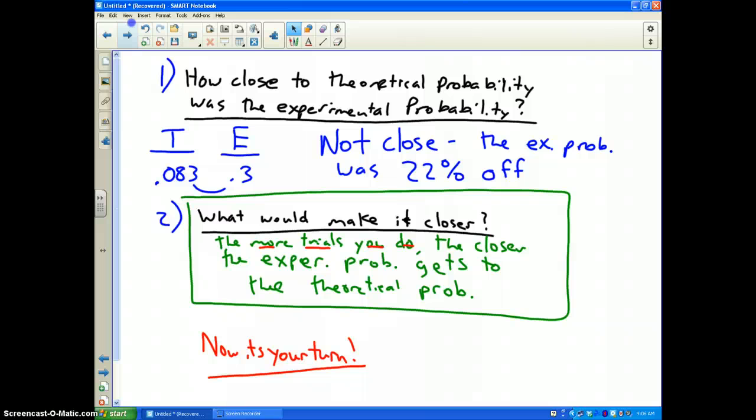And that's it. Now it's your turn. I'm going to pass out to you in class some simple experiments, and I want you to conduct them and find out how close your two probabilities are.